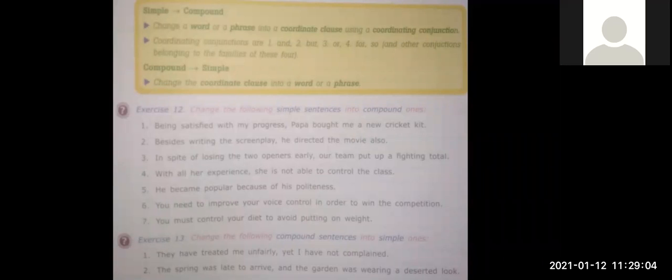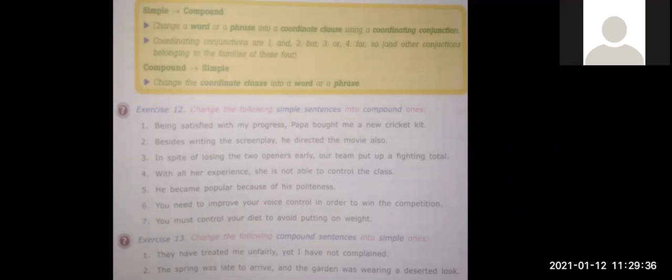Besides writing the screenplay, he directed the movie also. Now you see, you got "also" there, and second, he did two works, right? Though we are showing it in a simple way. So when you convert this into coordinating conjunctions, you will use the conjunction of coordination, that is not only, but also. So it will become, he not only write the screenplay, but directed the movie also.